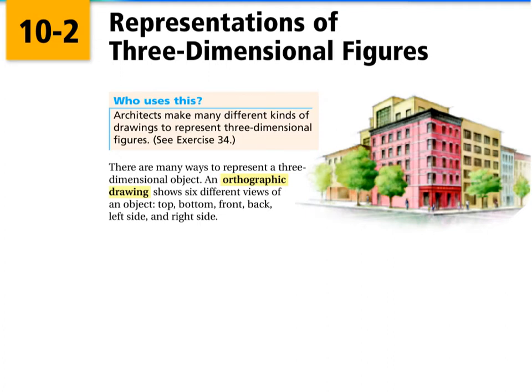In section 10.2, we're going to talk about representing three-dimensional figures. Now, there are many ways to represent a three-dimensional object. An orthographic drawing shows 6 different views of an object: top, bottom, front, back, left, and right. And you've done problems like these before. Let me show you what I'm talking about.